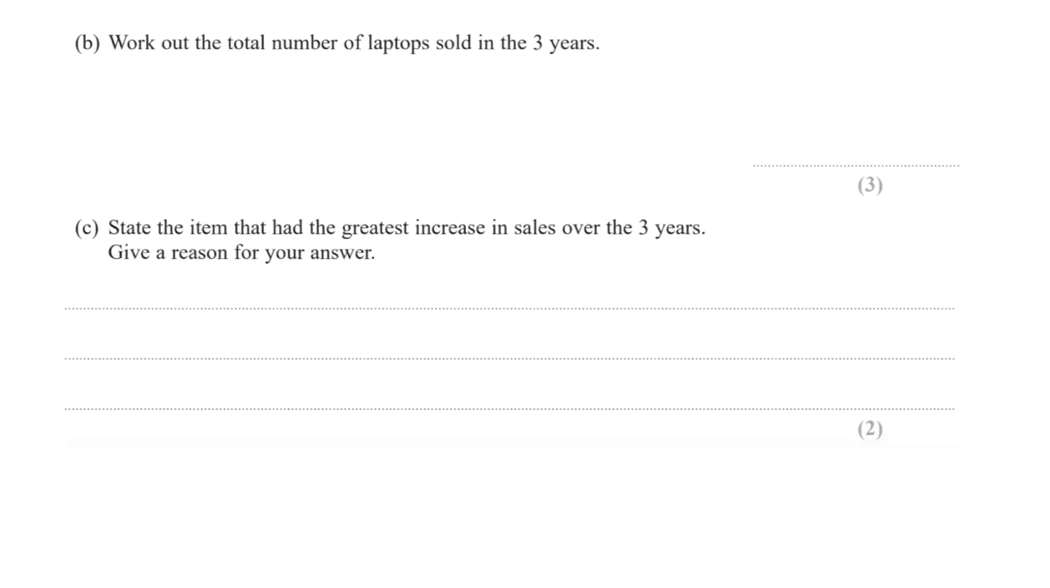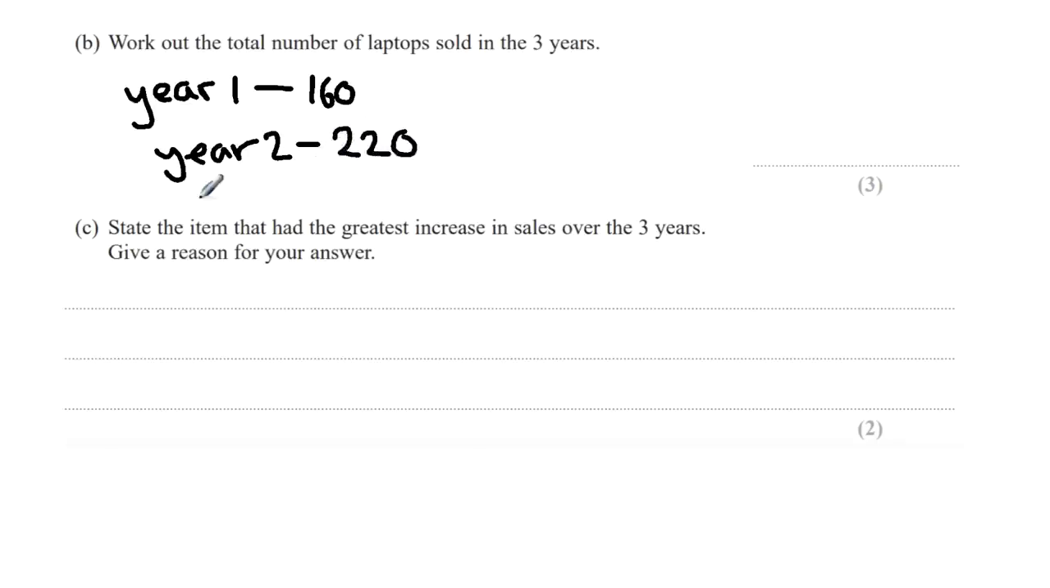12b. Work out the total number of laptops sold in the 3 years. So, year one, the total laptops sold is 160. Year two, the total laptops sold was 220. Year three, total laptops sold was 280.